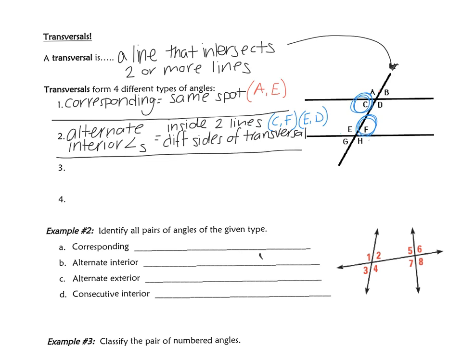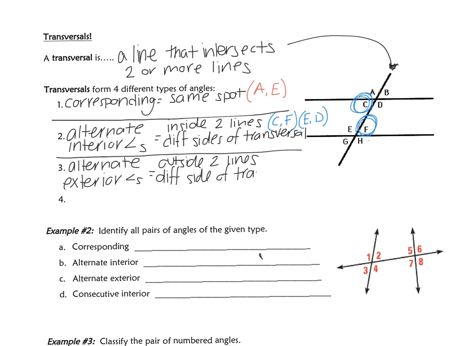Third type of angle is alternate exterior. These ones are now outside the two lines and still on different sides of the transversal. Okay, let's look at these.